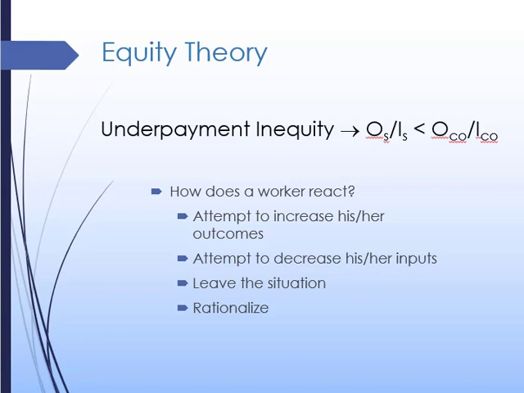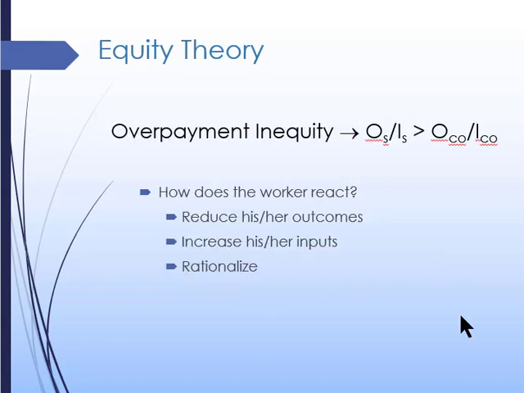But of course, we have another way of reacting, and that's to rationalize. We might, for instance, devalue the inputs that we have and use that as an explanation for why we're not necessarily receiving what we see others receiving. That may be, through that form of rationalization, a way for us to move back towards a perception of equity.